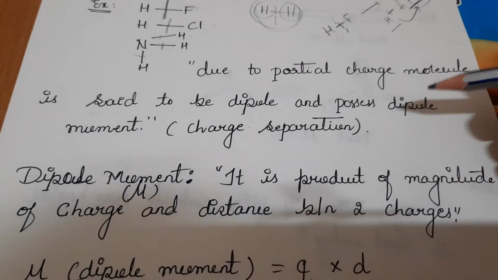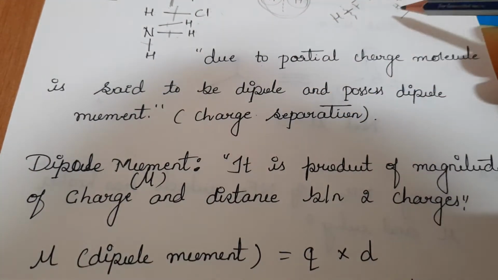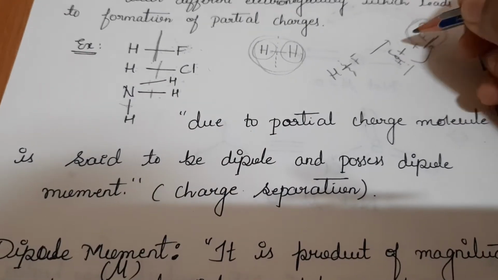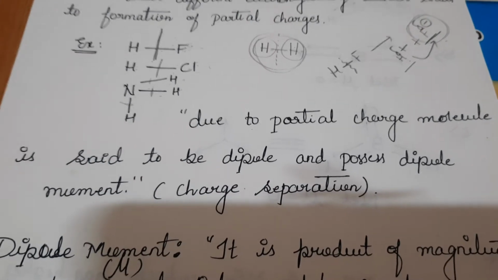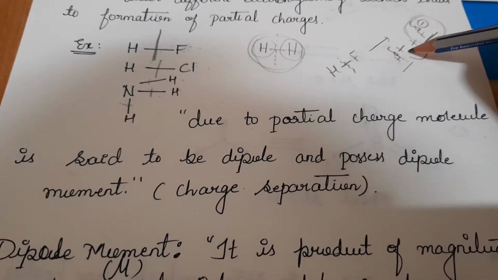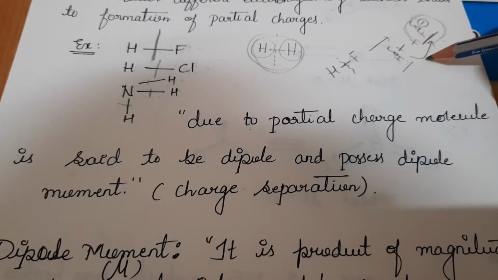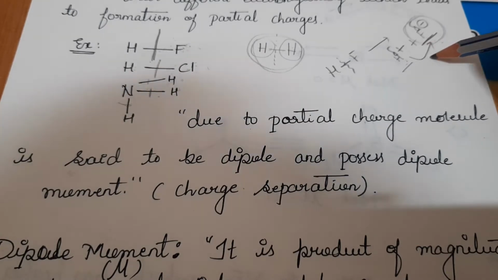Due to partial charge, we will show it as delta positive and delta negative. Complete sharing is not taking place here, due to which the shared pair of electrons of hydrogen are partially taken away from the hydrogen towards the fluorine. That tendency itself is called electronegativity.